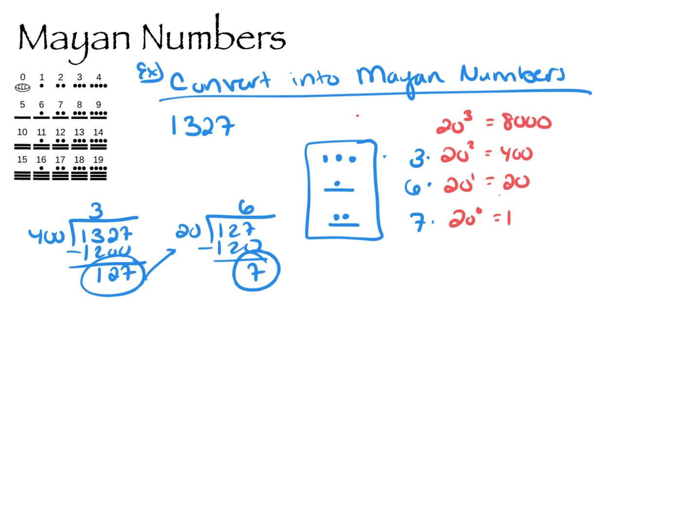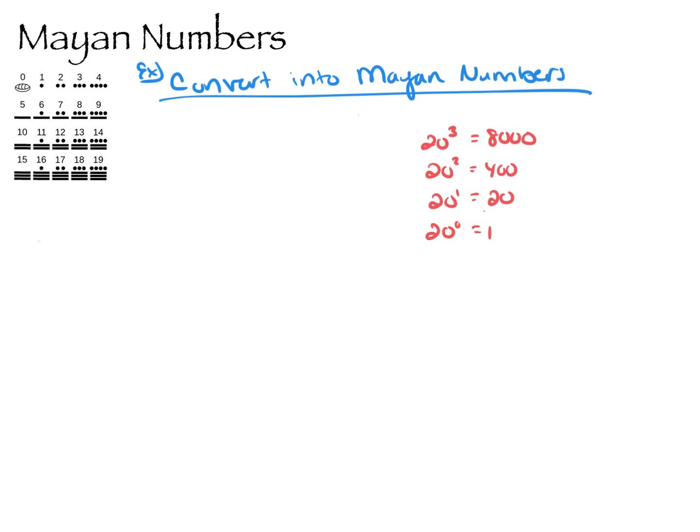Let's finish with one last one. For our last problem, let's convert the number 9,872 into Mayan numbers. Okay, let's see. Ooh, this 8,000 isn't bigger than the 9,872. So maybe I'll list one more just to see if I should go larger. 20 to the 4th power is 160,000. Yeah, that's plenty too big. We're good with our 8,000 here.